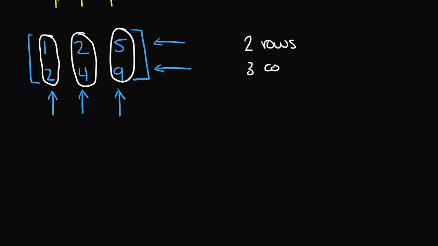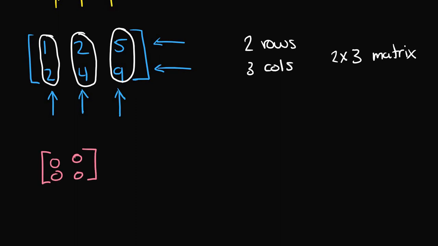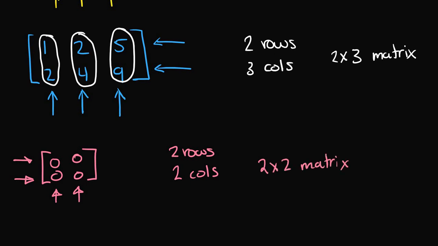So that's 3 columns. So we say that this is a 2 by 3 matrix. The size of this matrix is 2 by 3. Let's say we had another matrix, 0, 0, 0. Well, this has one row here and one row here. So we have 2 rows. And then we have one column here, one column here. So we have 2 columns. So this matrix right here is a 2 by 2 matrix. The size of this matrix is 2 by 2.